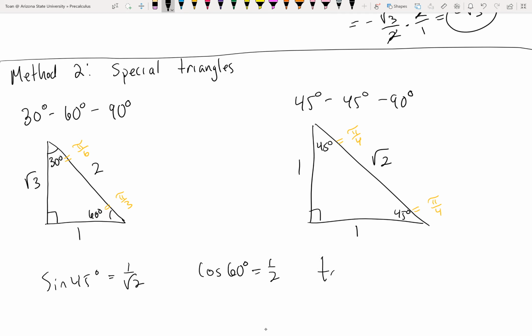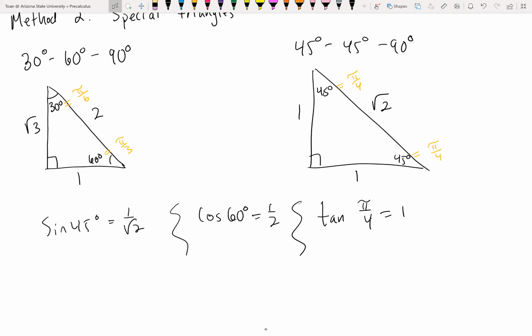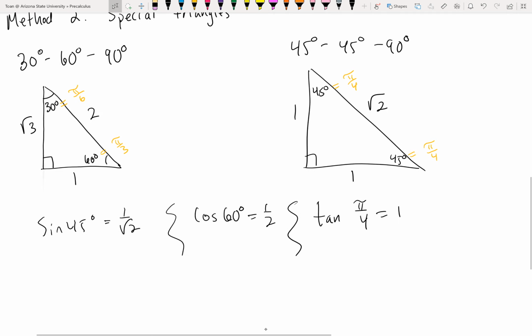What is tangent of pi fourths? Oh, tangent is opposite over adjacent. So here's pi fourths. Opposite over adjacent. Oh, that's just 1 over 1, which is 1, right? But of course, the question is, what about obtuse angles? What if I don't have an angle that's 45 or 30 or 60?